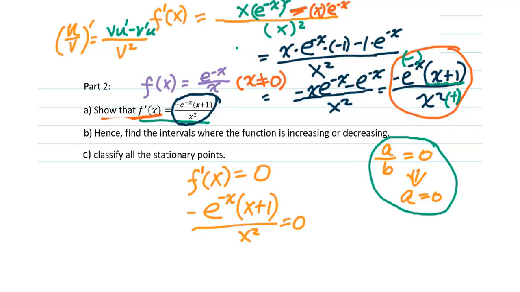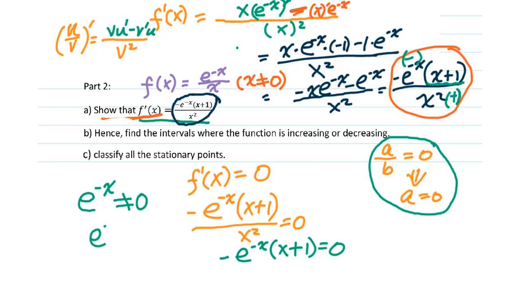So we need to make the top equal to 0: negative e to the negative x power times (x plus 1) equal to 0. We know that e to the negative x power never equals 0, because e to the negative x power is always greater than 0. Therefore, it's just x plus 1 equal to 0. So your x equals -1.